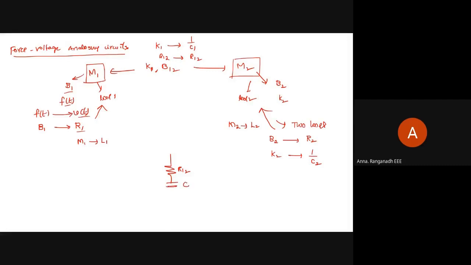So K1 equals C1 simply, analogous to 1 by C1. Here you can write just C only, no need to write 1 by C. That is, the analogous value will change. While writing the equations, anyhow we will take 1 by C everywhere.